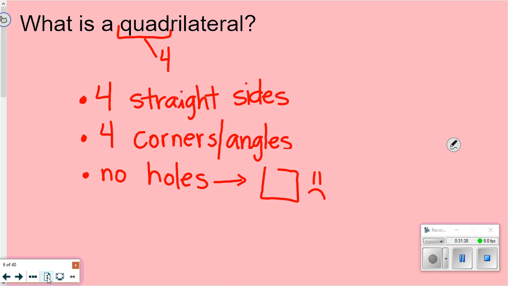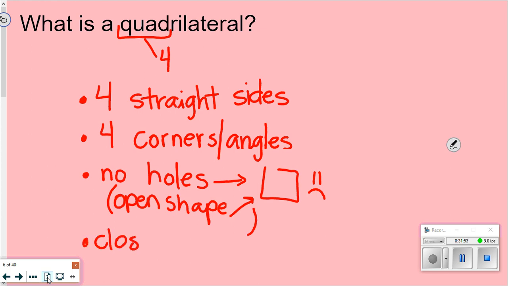Jalen is correct. Sometimes we hear this called an open shape. That's what the shape is that I just drew. That's called an open shape. We want a closed shape, aka a shape with no holes. We want all the sides to connect. So, no holes. We want a closed shape. We do not want an open shape or a shape where the lines don't all connect.